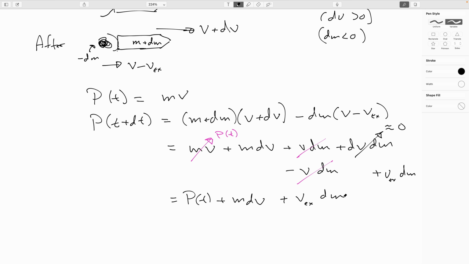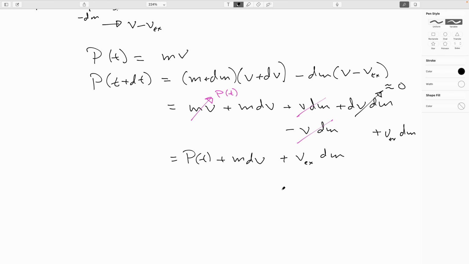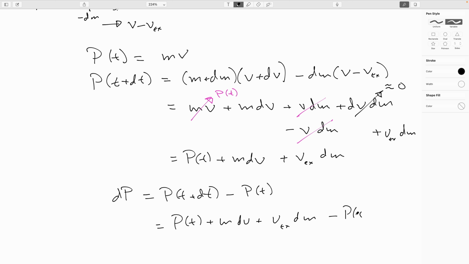All right. So again, doing the idea of treating differentials as really tiny deltas, we can say that the differential change in the momentum is what we have after, at time t plus dt, minus what we had before. So that's going to be what we had at time t plus mdv plus v exhaust dm minus p at t, and we can cancel that bit out. Great.